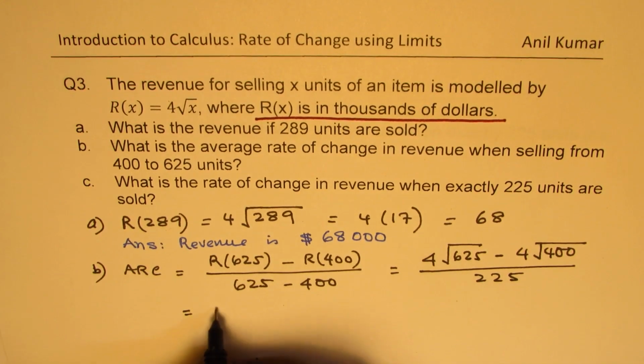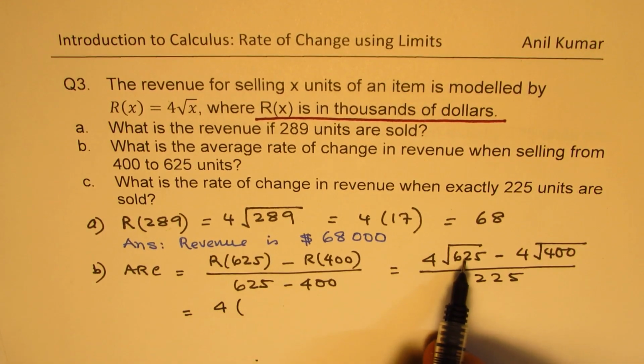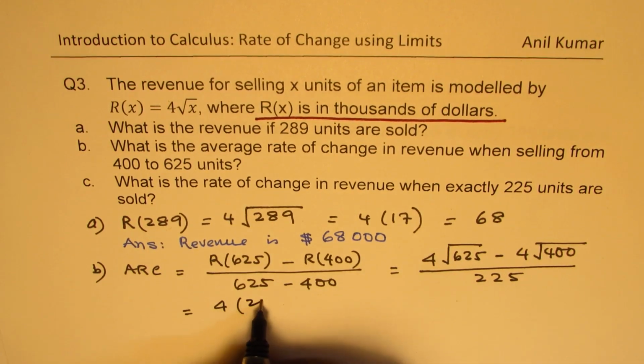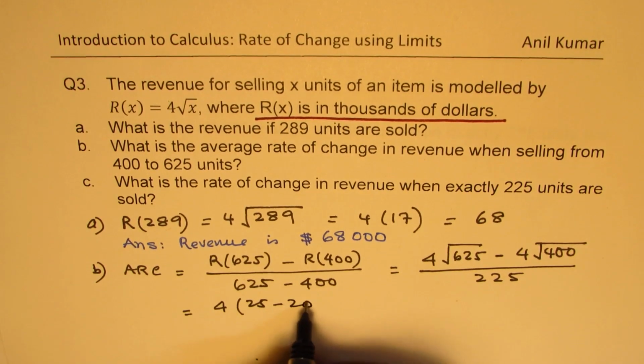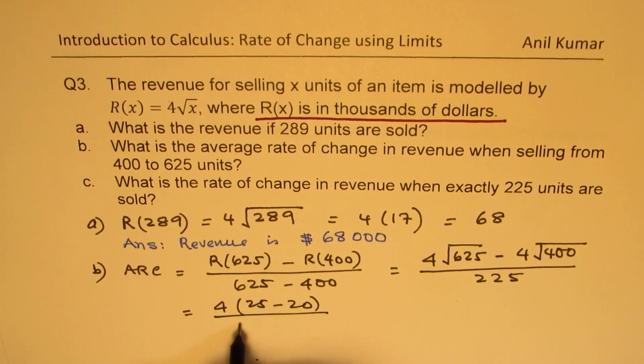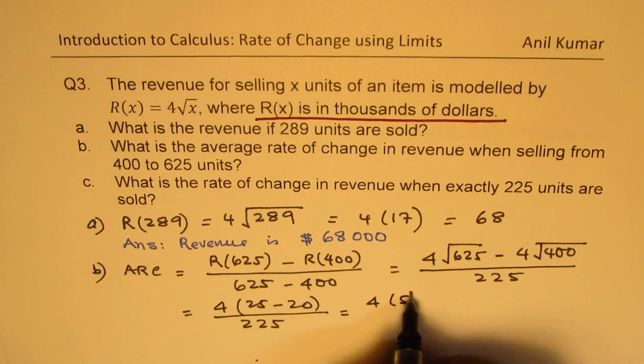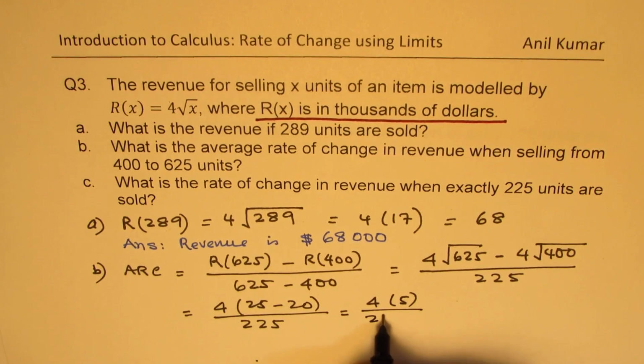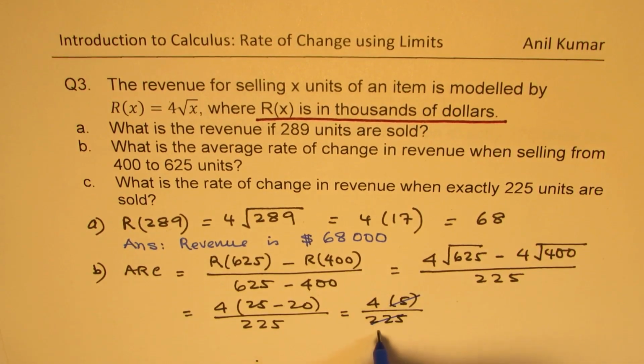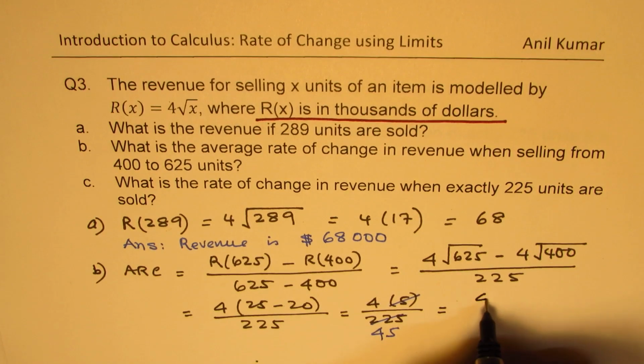Well, 4 is common, so we can just take 4 common. Square root of 625 is 25, right, minus 20, over 225. So we get 4 times 5 over 225. Now that can be simplified. 5 times 4 is 20, 20 over 225 is 4 over 45, correct? So we get average rate of change as 4 over 45.